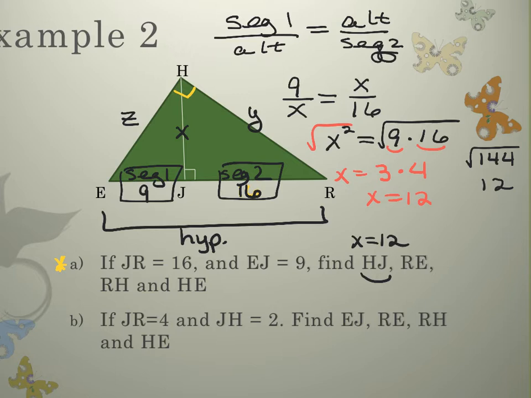The next thing it wants me to find is RE. How can I find the length of RE? Sophia? Just add 9 plus 16, because RE is down here. So 9 plus 16 gives me 25.